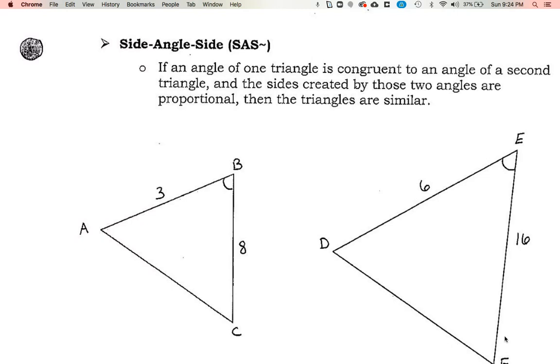Now, the arrangement of these letters is important. It has to be an angle sandwiched between two sides. And here's what it looks like down here. Side, here's a side. An angle, here's an angle. Here's another side. See how that green angle is sandwiched between. We call that the included angle. That green angle cannot be over here. It has to be between the two. Side, angle, side.